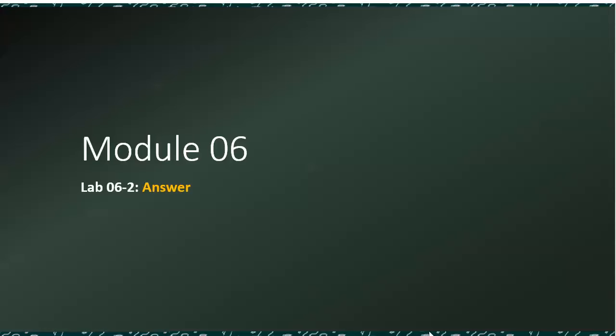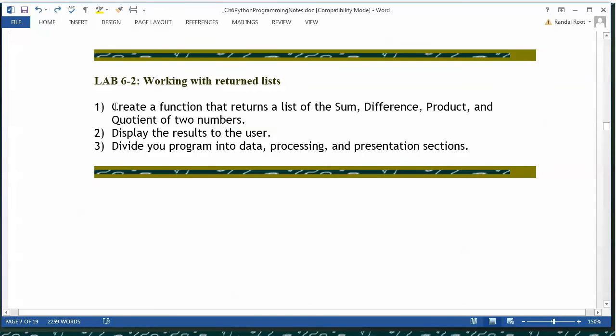In this video, we're going to look at the answer, or an answer, for Lab 6.2. So Lab 6.2 says create a function that returns a list of sum, difference, product, and quotient of two numbers, displays the results to the user, and divide the program into data processing and presentation sections. So it can build on the previous lab.